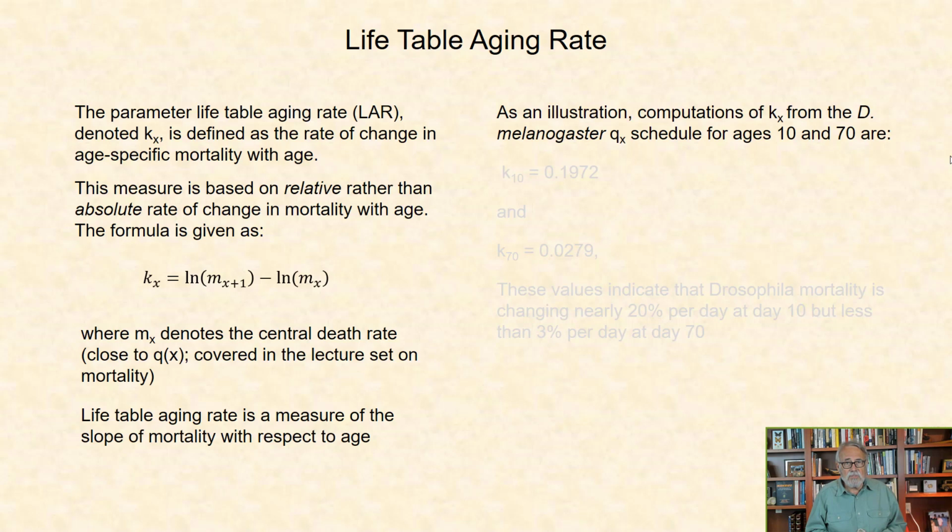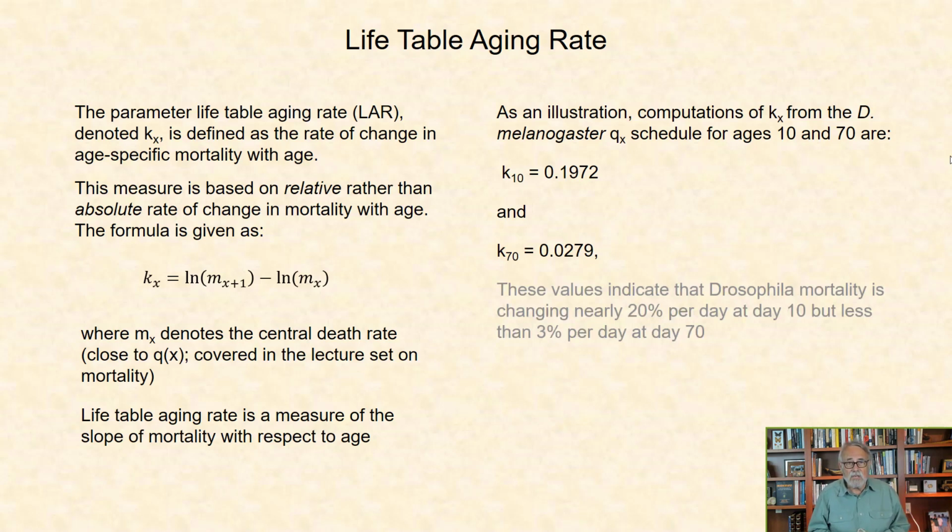As an illustration, computations of Kx from Drosophila Qx schedule for ages 10 and 70 days are K10 equals 0.1972 and K70 equals 0.0279. These values indicate that Drosophila mortality was increasing by nearly 20% per day at day 10, but less than 3% per day at day 70.